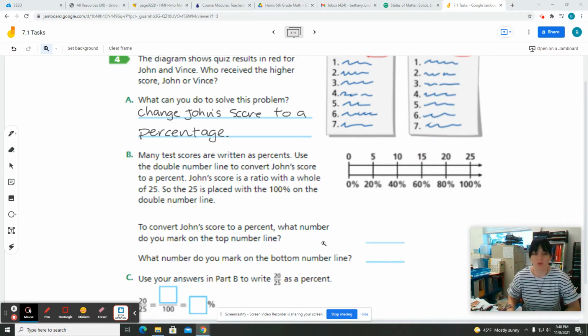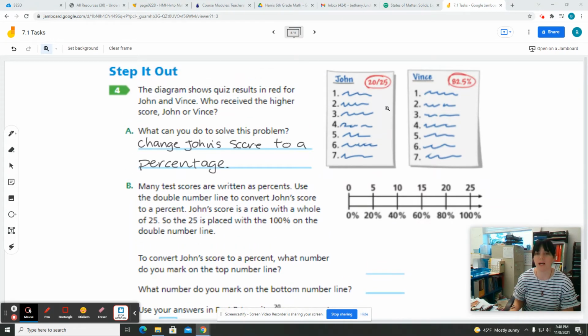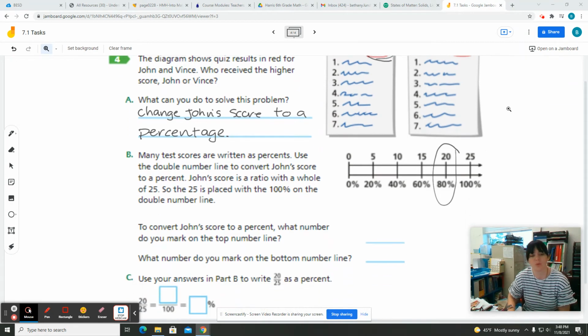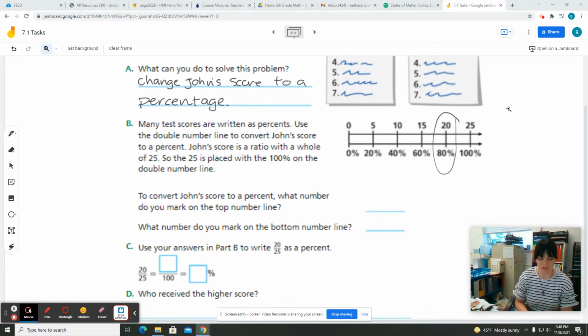So to convert John's score to a percent, what number do you mark on the top number line? So let's look at this number line here. You can see that the score that John got was a 20 out of 25. Okay. Now let's circle that score like this. That is John's score. So to convert John's score to percent, what number do you mark on the top number line? Well, we marked 20 on the top of the number line, right? And then what number do we mark on the bottom number line? Well, on the bottom number line, we marked 80.